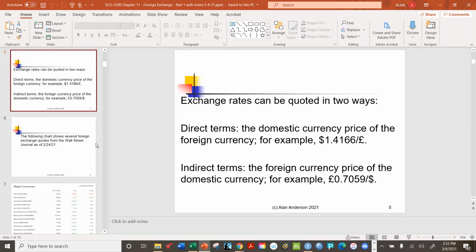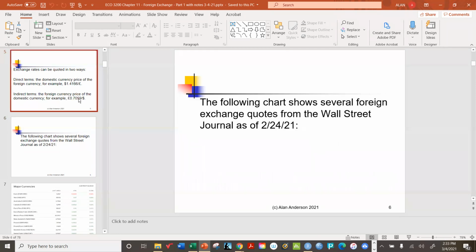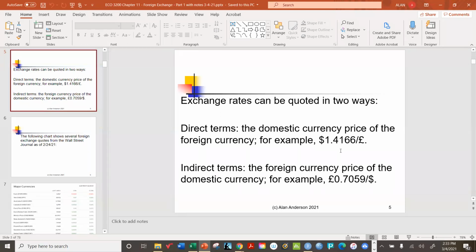Obviously, they both mean the same thing, but you can see that sometimes certain currencies like the dollar and the pound tend to be quoted as dollars per pound. The same thing is true with dollars per euro, whereas others like the yen tend to be quoted as so many yen per dollar. But still, we can do either way. We can use direct terms and we can use indirect terms.